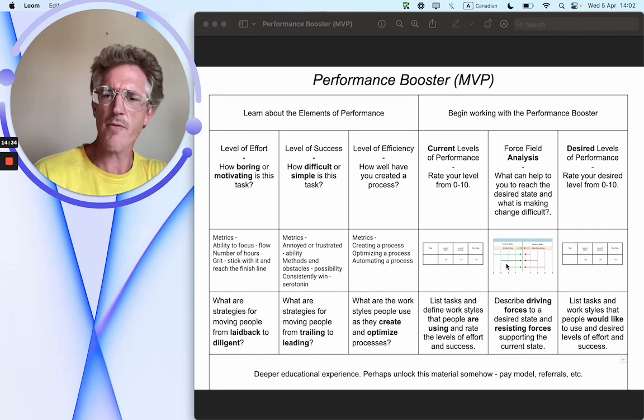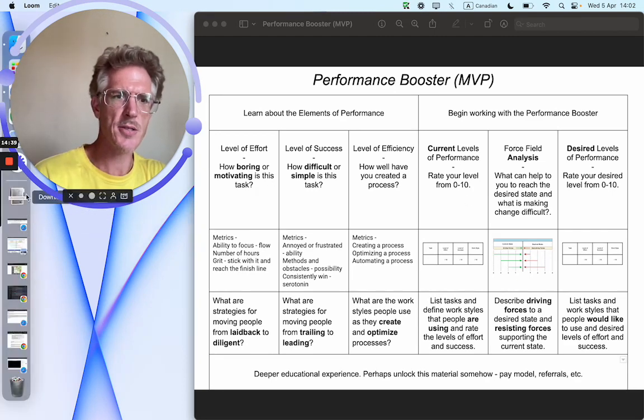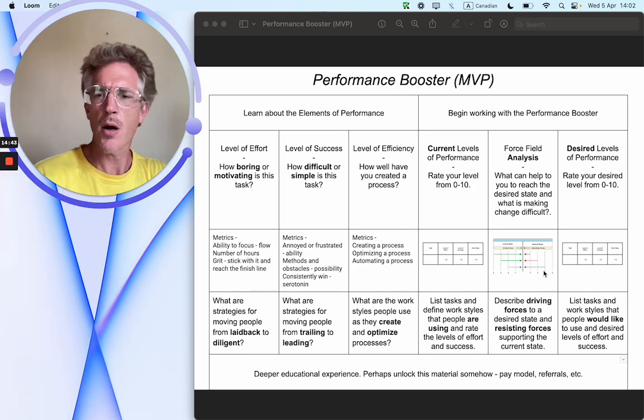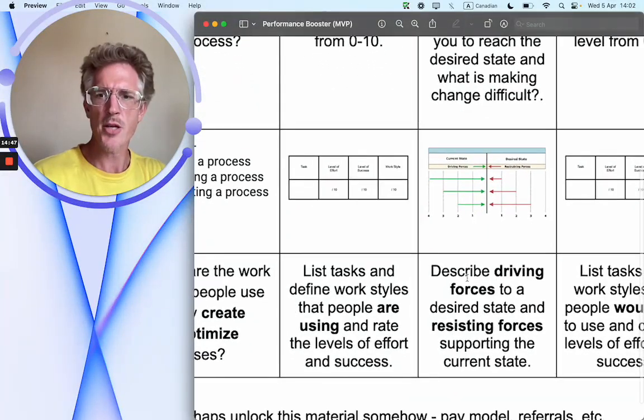Now, for those who are familiar with force field analysis, maybe I can just take a quick, maybe I can't. Okay, so force field analysis, what are we talking about? Describe the driving forces to a desired state and the resisting forces supporting the current state.